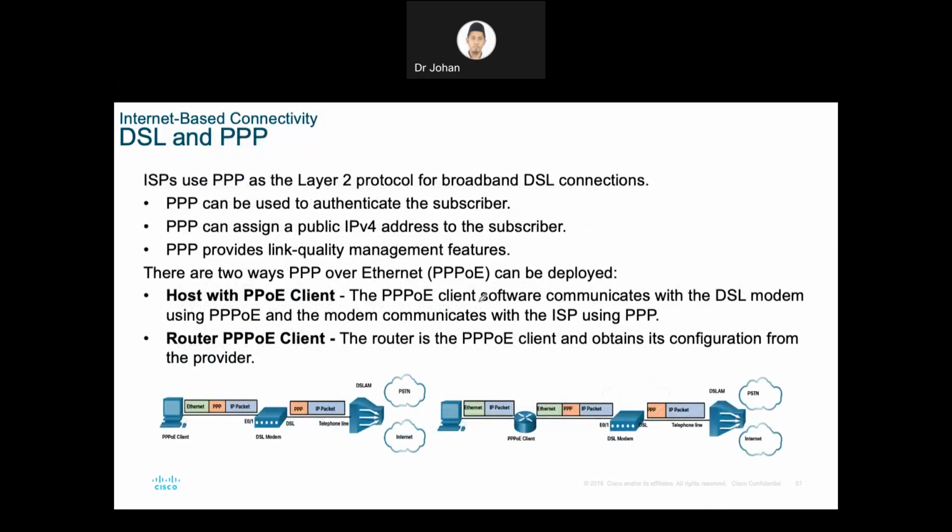ISP, DSL, and PPP. ISPs use PPP as the layer 2 protocol for broadband DSL connections. PPP can be used to authenticate the subscriber. PPP can also assign a public IPv4 address to the subscriber and provide link quality management features. There are two ways PPP over Ethernet, PPPoE, can be deployed.